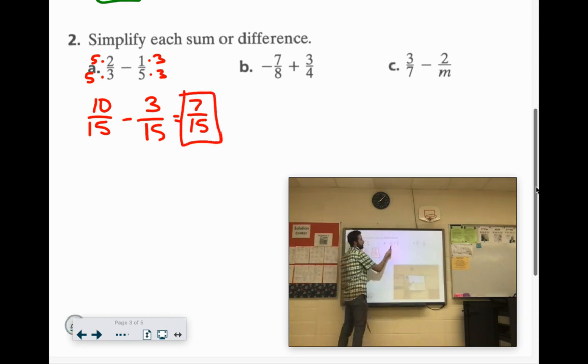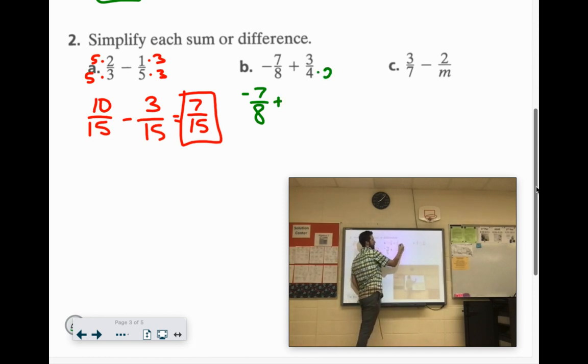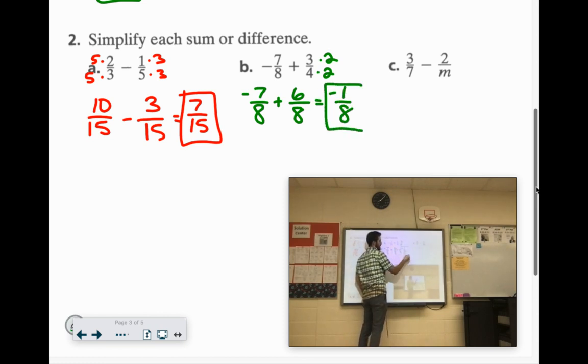All right, here we have the denominators 8 and 4. 4 goes into 8, so we don't even have to change this first fraction, negative 7 over 8. Second one we'll have to multiply by 2, so we'll have 6 over 8. Negative 7 plus 6 is negative 1 over 8.